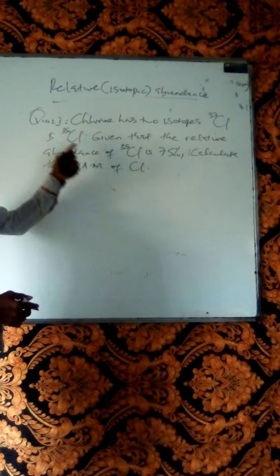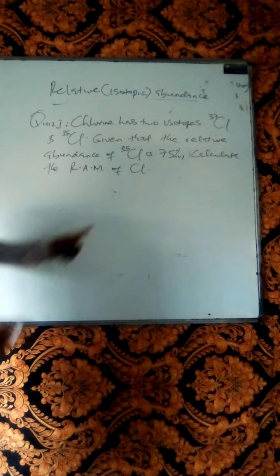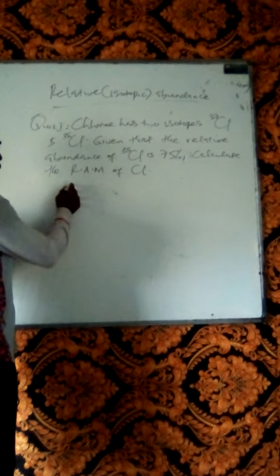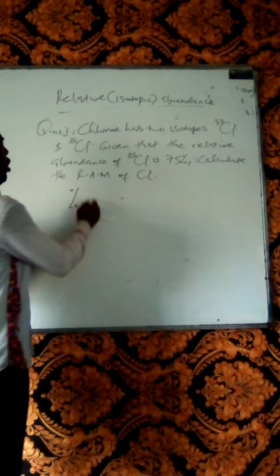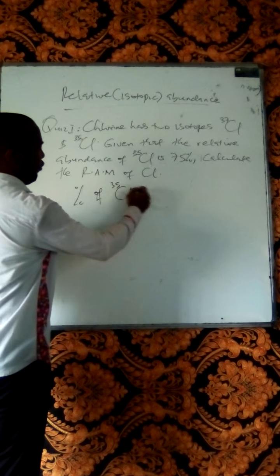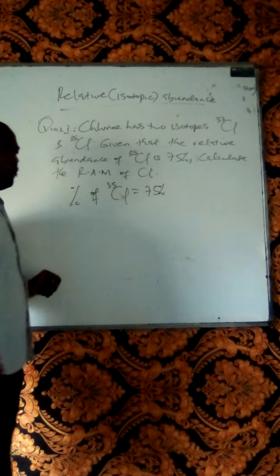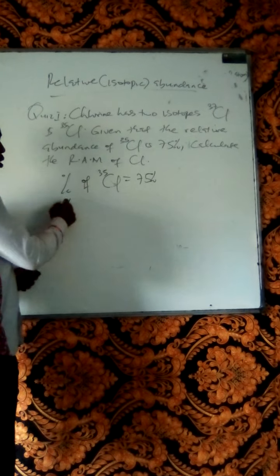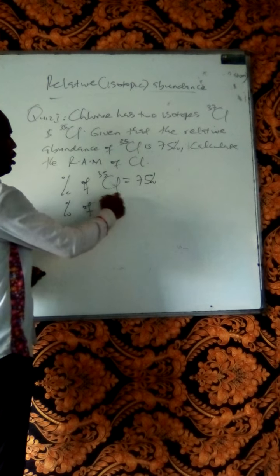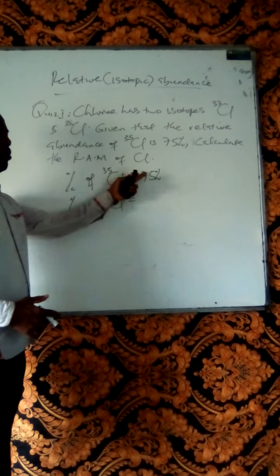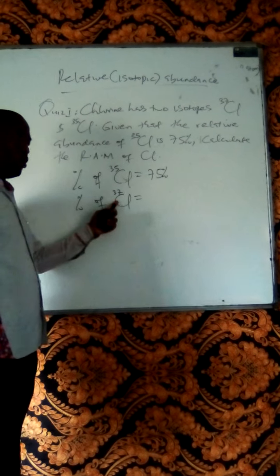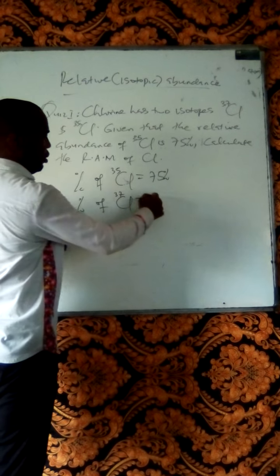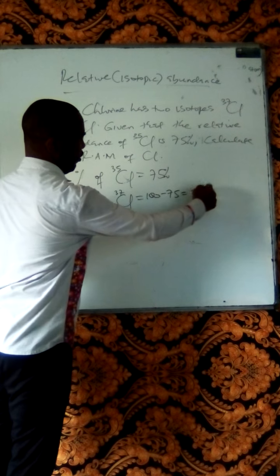This is not a problem. To solve it, we have to make our data work. Chlorine has two isotopes, 37 and 35. And we are given the percentage of chlorine 35. So we say the percentage, which means abundance, of chlorine 35 is 75%. For us to go ahead to solve this, we must also find the percentage of chlorine 37. How do we get it? Since there are two isotopes, the sum of their percentages will give us 100%. This is not given to us, but you can get this easily. We just say 100 minus 75, that will give you 25%.